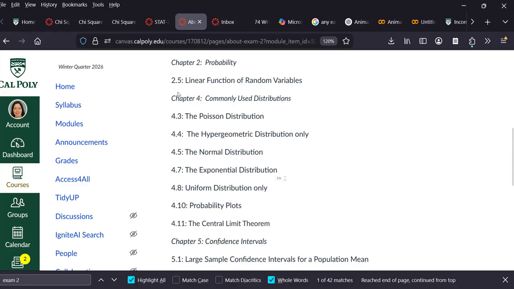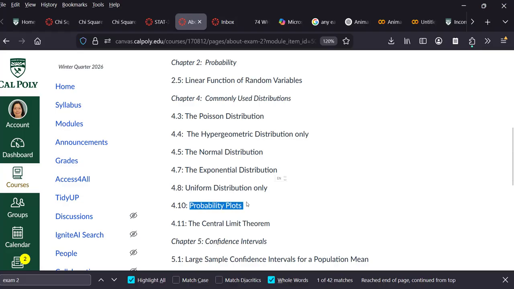For chapter 2, probability, we talk about the linear function of random variables. Chapter 4, distributions. Last exam, we already tested binomial distribution, so no binomial distribution. But since binomial and hypergeometric are quite close, you may have true or false questions. Certainly you understand they are different and why they are different. And the normal, exponential, and uniform distribution.